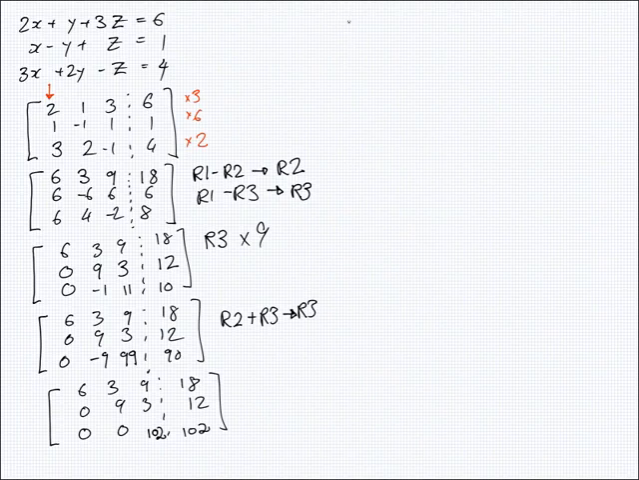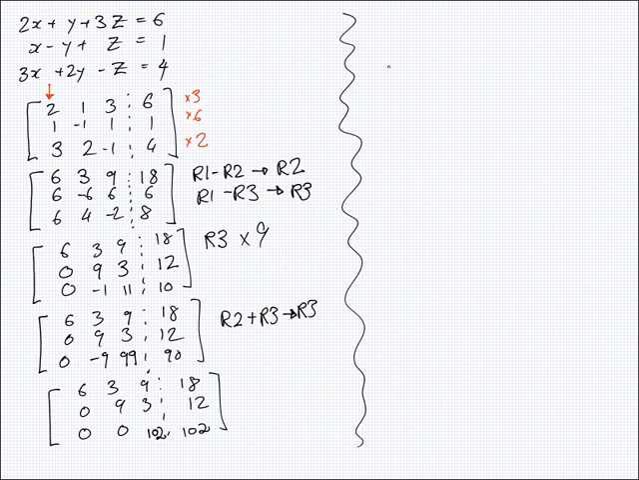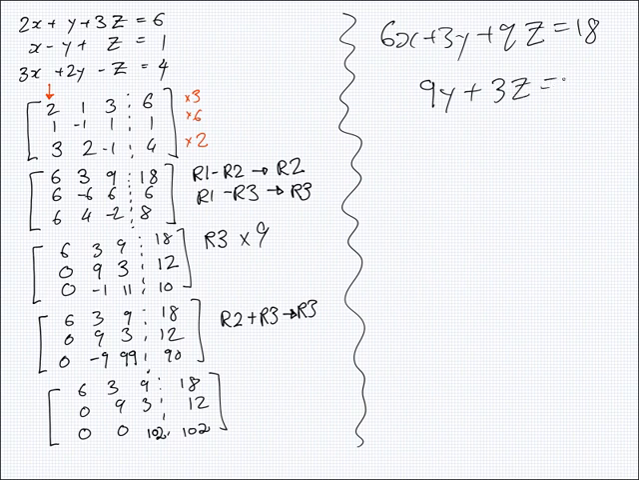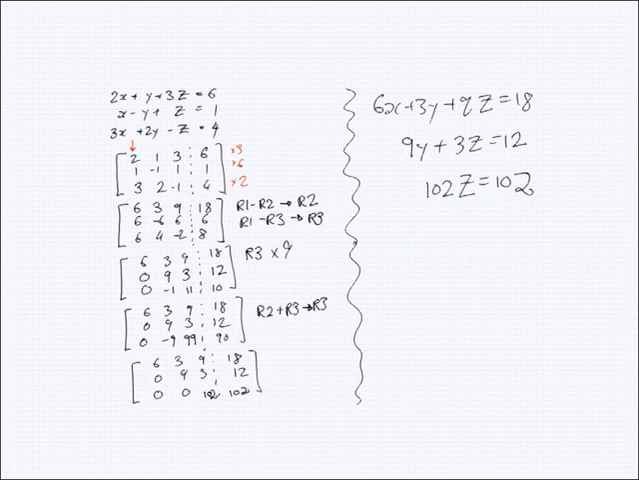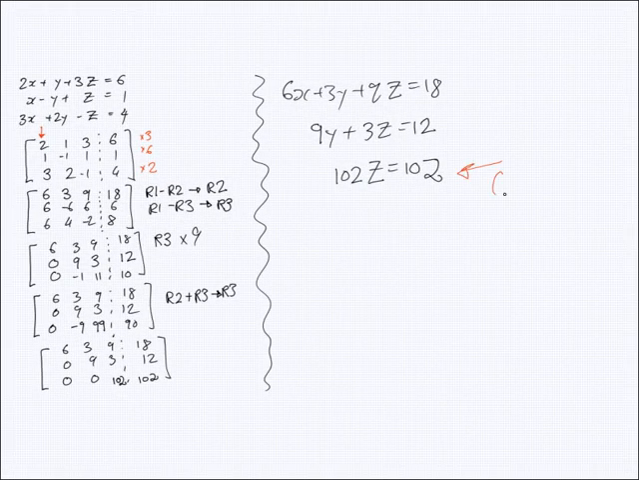Because if I go back into equation form, what are my 3 equations? I have 6x, 3y, and 9z, isn't it? Equals 18. I also have 9y plus 3z equals 12. And then I have 102z equals 102. Yeah? What does the last guy give me? This gives me z equal to 1.